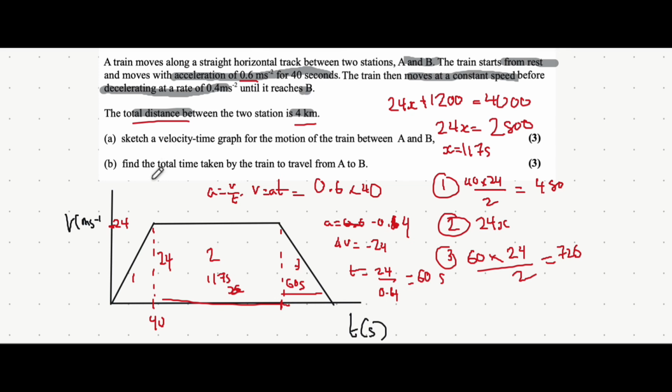Using that, we can now find the time taken for the whole journey. It's 40 plus 117 plus 60. Great. So it's sort of like a puzzle. You constantly use this equation, you use what you know about the gradient, the area under the graph being the distance traveled, and so on and so forth, and you'll find a way through. This will get you 217 seconds. And that's the final answer to this question.